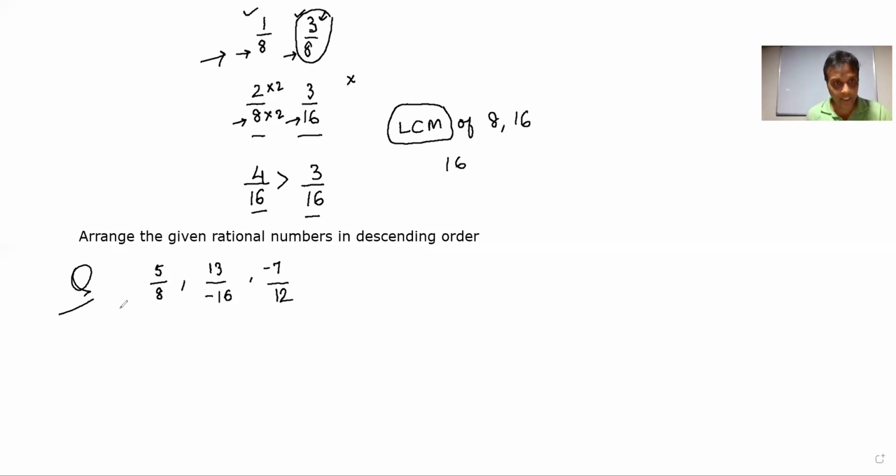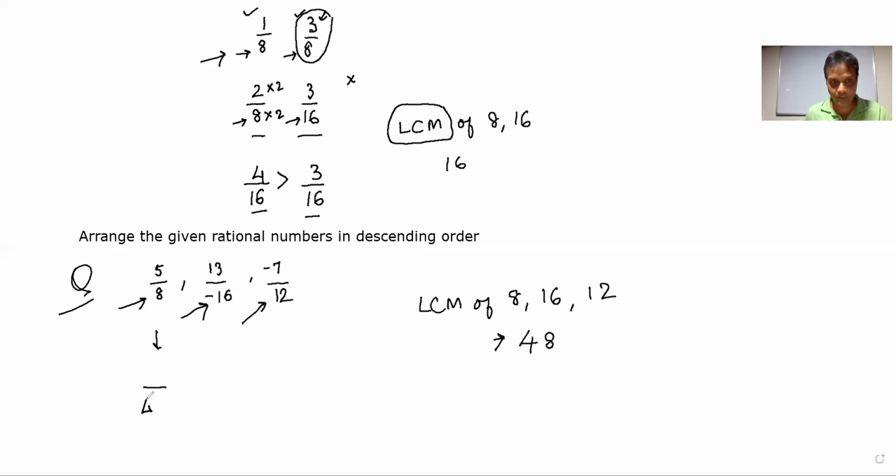Now, the important thing to check is that all the 3 fractions have different denominators. This is 8, second one is 16, and the third one is 12. What should I do? I'll put all of them on the common denominator. And what is the common denominator? The LCM of 8, 16, and 12, which I'm sure you can say is 48.